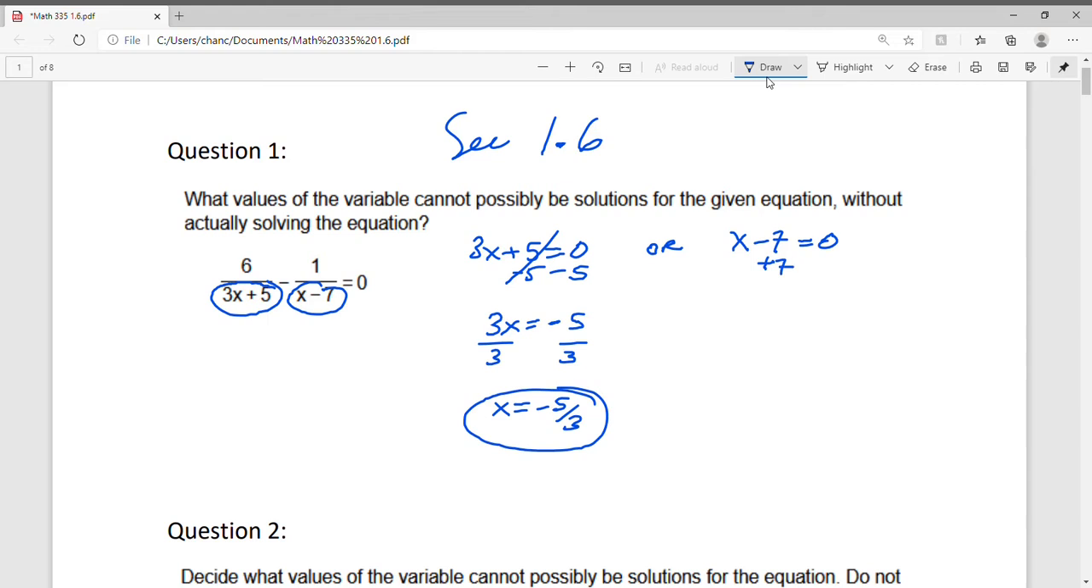On the other side, we'll add 7 to both sides. X equals 7. So we must exclude these two solutions. X cannot be equal to negative 5/3 and x cannot be equal to 7 because you would be dividing by 0 and that's undefined.